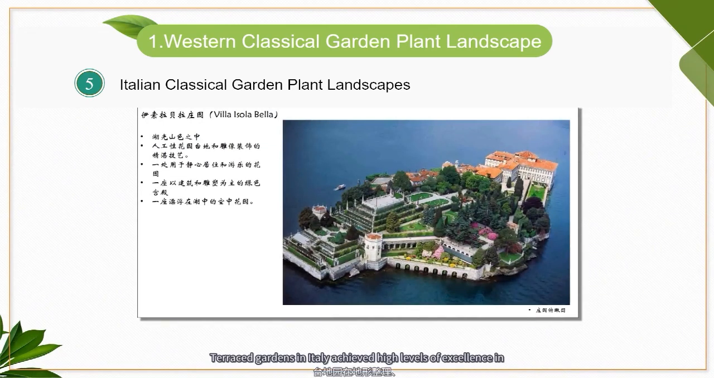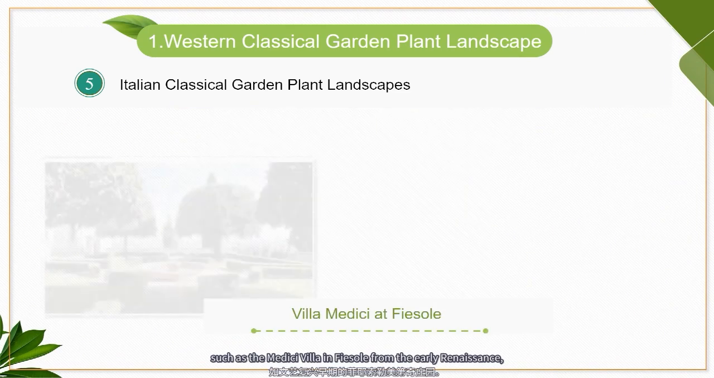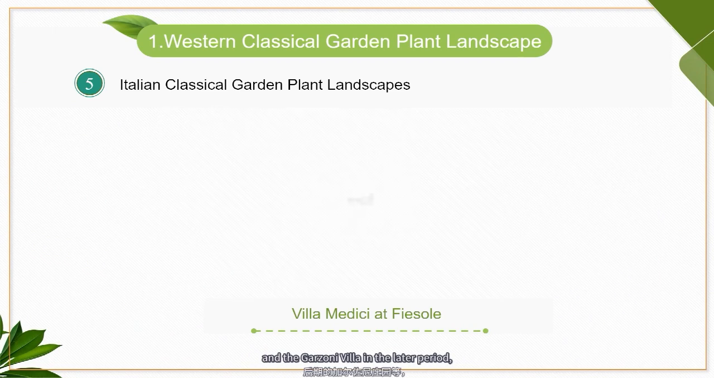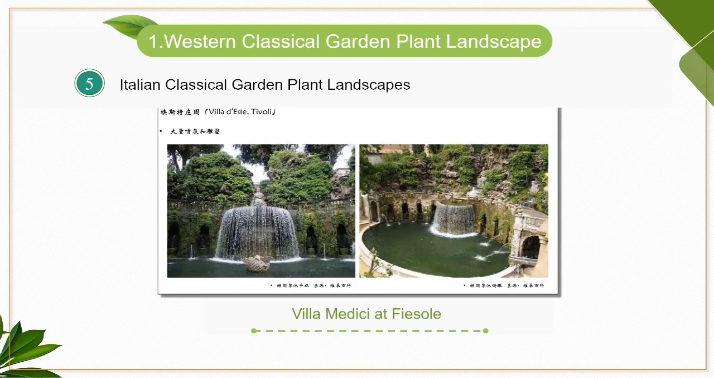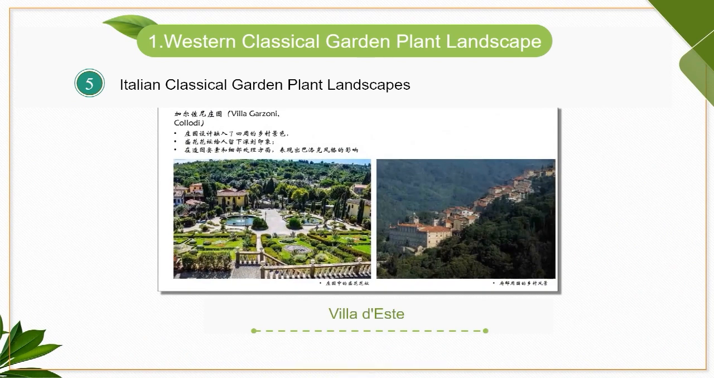Terraced gardens in Italy achieved high levels of excellence in terrain management, plant pruning, and water features. Notable works emerged continuously, such as the Medici Villa in Fiesole from the early Renaissance, the Estens Villa during the Baroque period, and the Garzoni Villa in the later period, all showcasing the intelligence and skill of the garden creators.